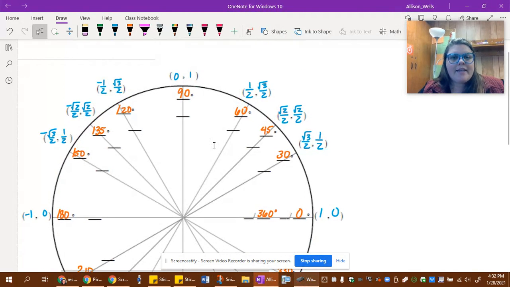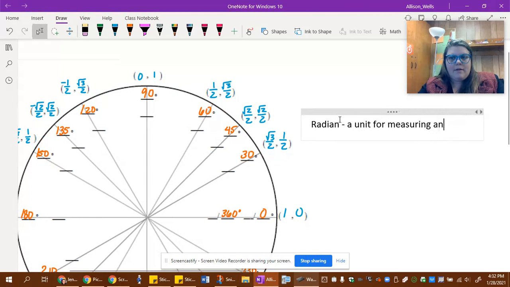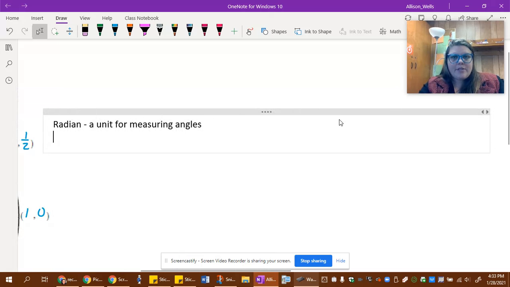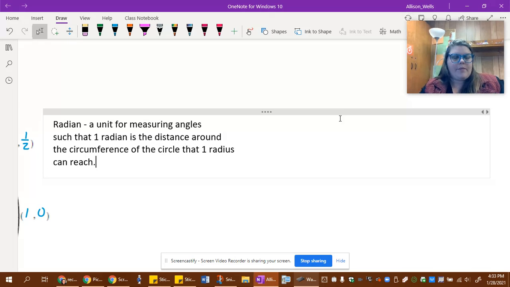So then the next thing that we added was our units in radians. So first let's talk about what a radian is. A radian is a unit for measuring angles, but it's measured in such a way that 1 radian is the distance around the circumference of the circle that 1 radius can reach.